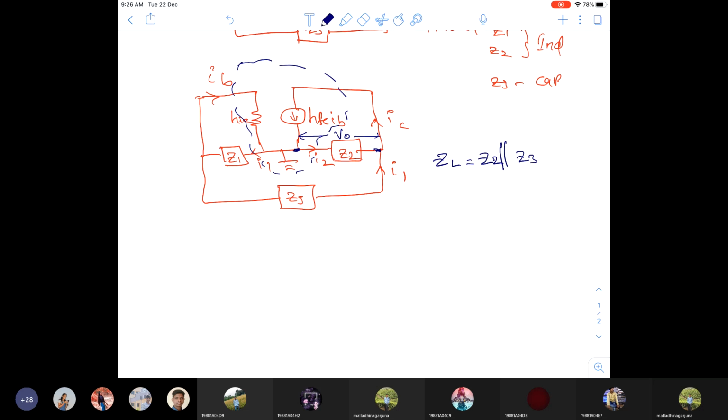So you see Z2, this is Z2 here. So Z3 is parallel to, from here to here, this is the path which is parallel to the Z2. Am I right?